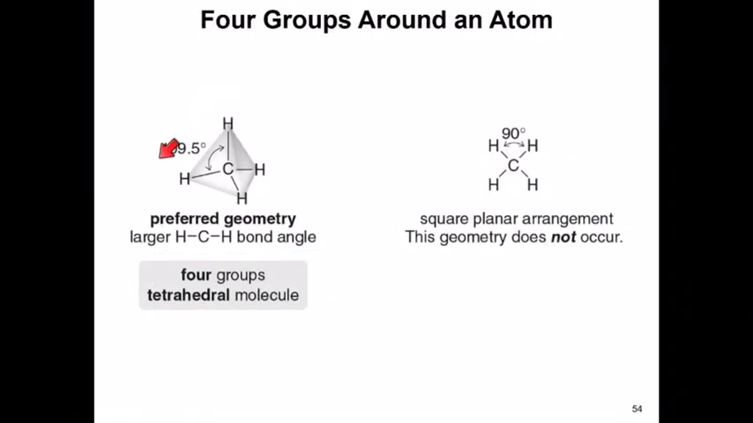Shown here is the molecule methane with the chemical formula CH4. As you can see, the central carbon atom has a total of 4 single bonds, which means that it has a total of 4 electron groups. Any molecule with 4 electron groups is considered tetrahedral, with a bond angle of 109.5. This square planar arrangement shown here, with a 90-degree bond angle, doesn't exist because it's not the optimum angle. The electron groups have to be as far apart as possible according to the VSEPR theory.